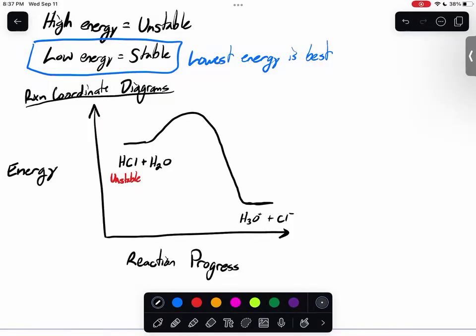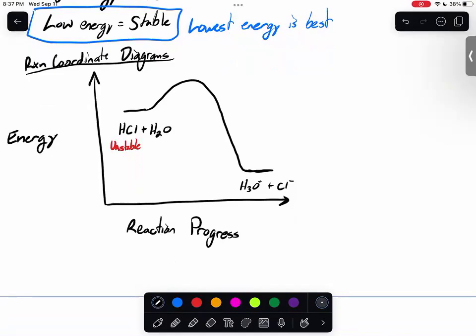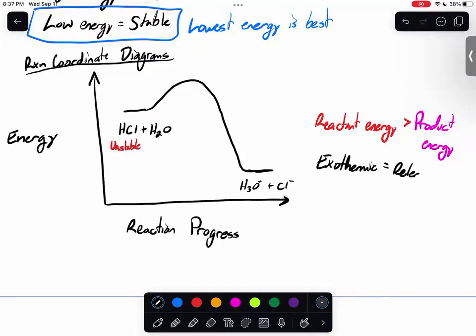And the thing is, for this reaction coordinate diagram, there's a lot that we can gain from this. All right. The first is that looking at our starting and ending energies, right? Our reactant energy is greater than our product energy. This is the definition of an exothermic reaction, right? Because when we think of exothermic, we think that it releases energy, right?